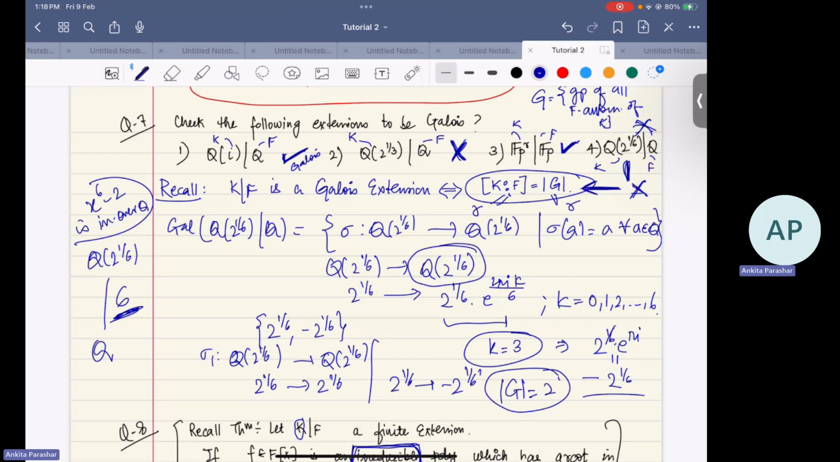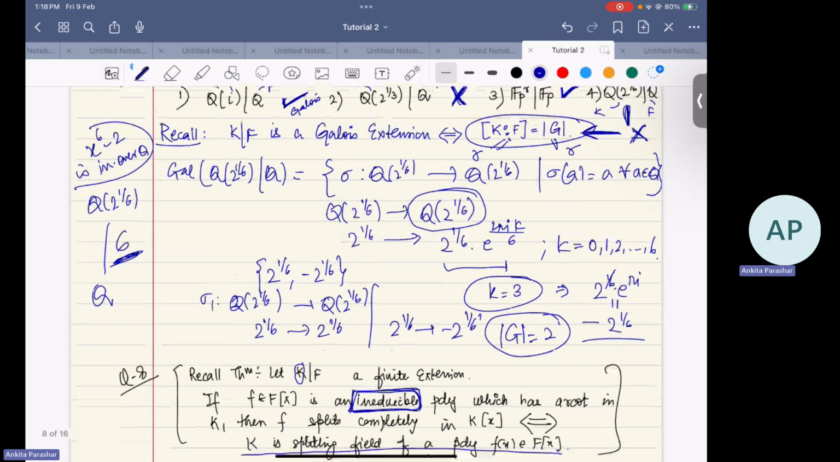Now look at this. Recall a theorem which we have seen in the lecture, that if we have K over F a finite extension, and if f is an irreducible polynomial which has a root in K, then f splits completely if and only if K is the splitting field of the polynomial. Right? So the important fact here is that the polynomial has to be irreducible.